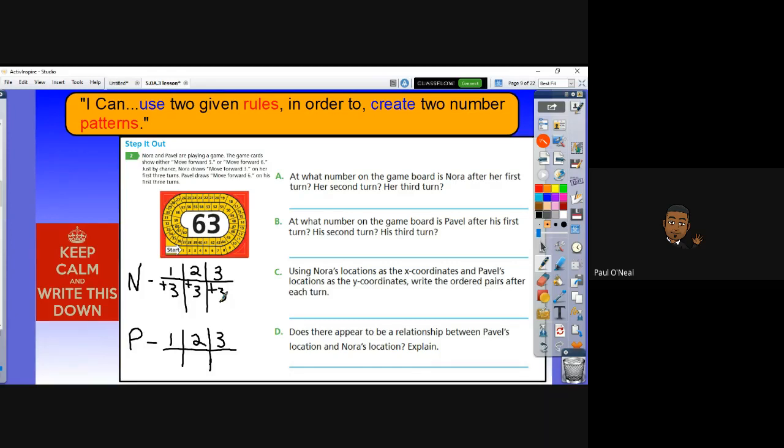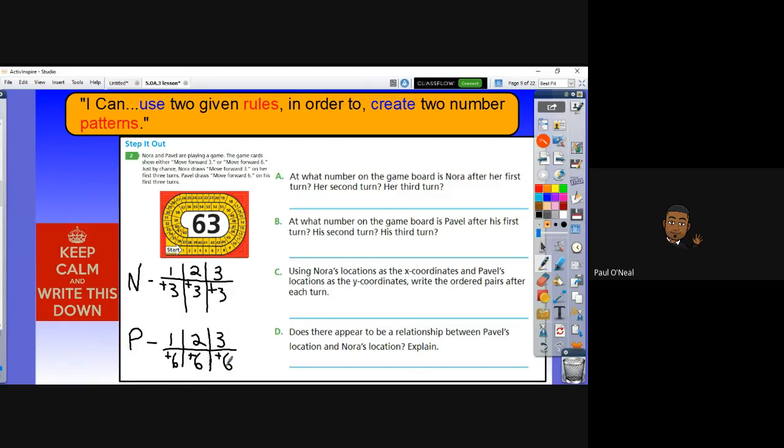Pavel drew a card that said move forward 6. So I'm going to put +6 for each turn. First, second, and third, +6. So now I kind of broke this down again. I made sense of it. As I've mentioned before to my students, take the information out of a word problem so you can understand it better. Make sense of it, okay?